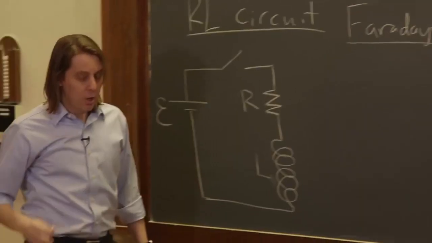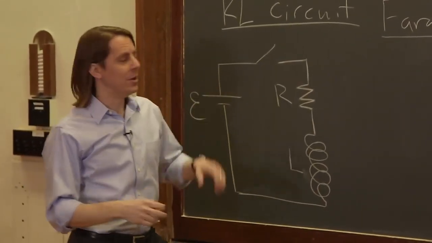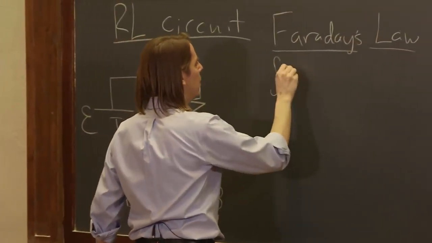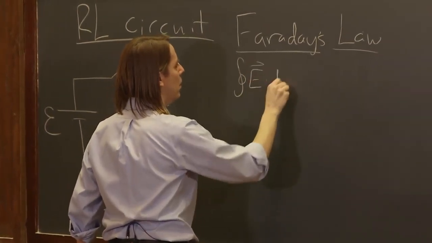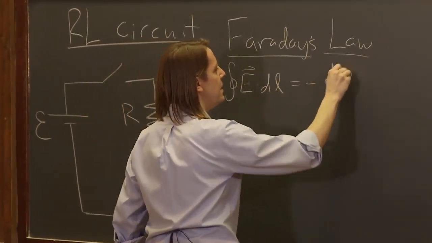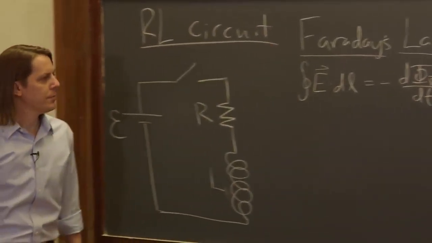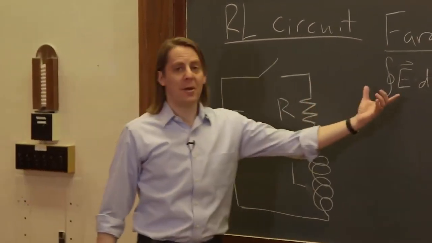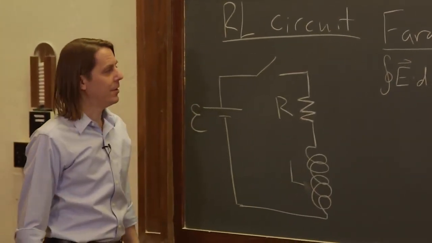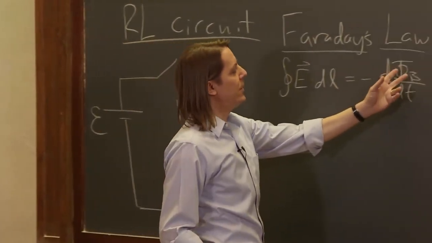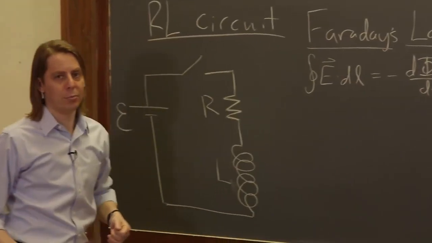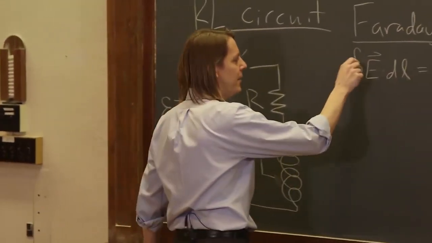Faraday's law has that same term in it. The integral of E dot dl equals minus d phi B dt. Right? This is the EMF generated in Faraday's law, and this is the rate of change of the magnetic flux through a loop. So for Faraday's law, we've got to define this loop.